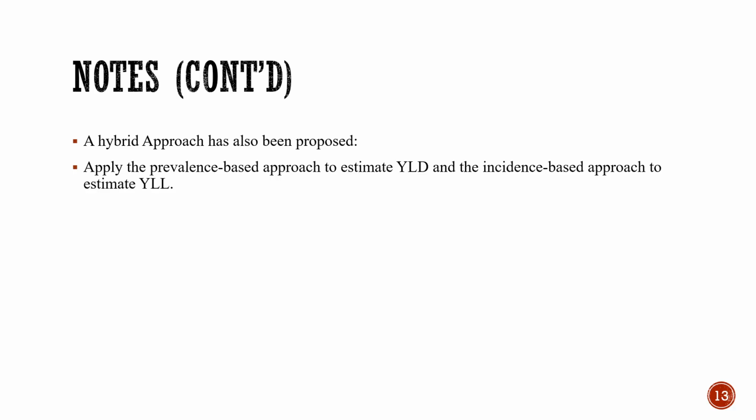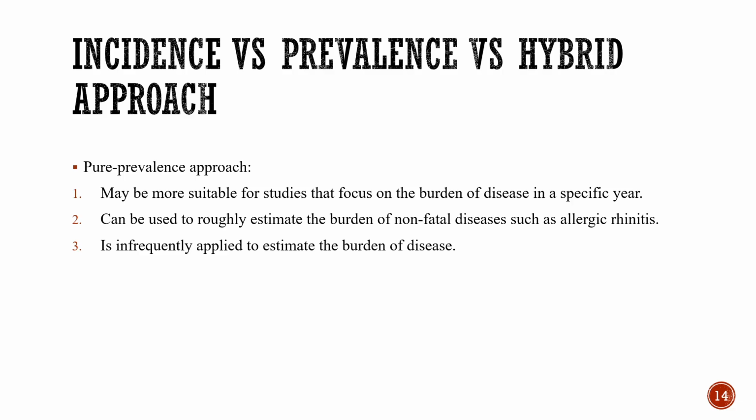DALY can be calculated purely on incidence or prevalence. However, a hybrid approach has also been proposed, in which YLD is estimated by the prevalence-based approach, while YLL is estimated by the incidence approach. Each of these methods has advantages and disadvantages. Pure prevalence approach is probably more suited for studies focusing on the burden of disease in a specific year, and can be used to roughly estimate the burden of non-fatal diseases. However, it is not frequently used for burden of disease determination.